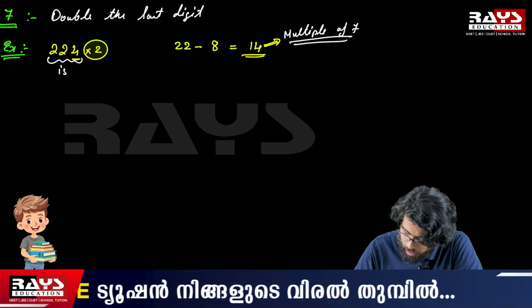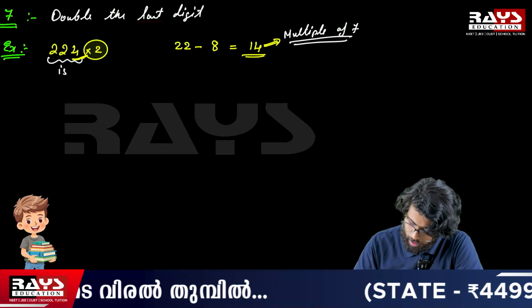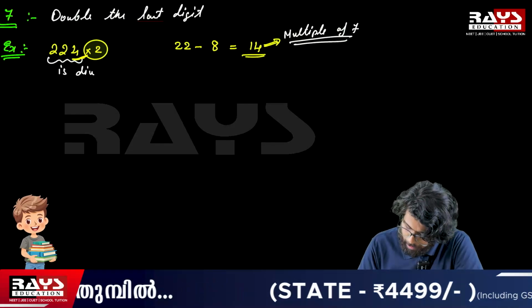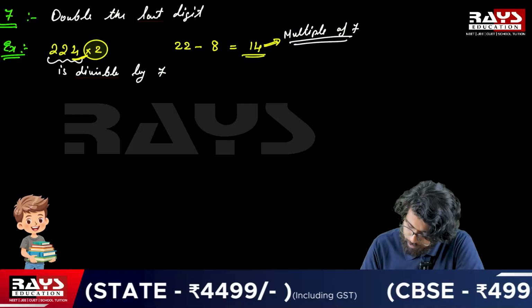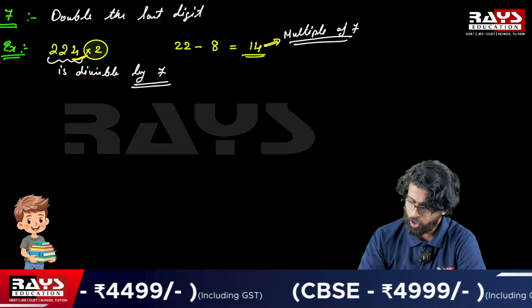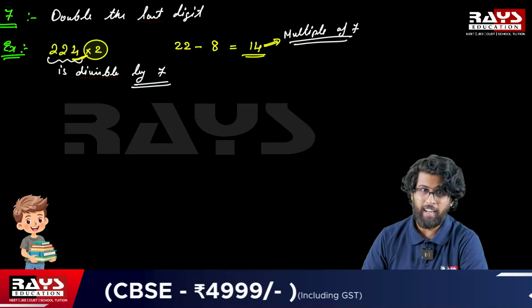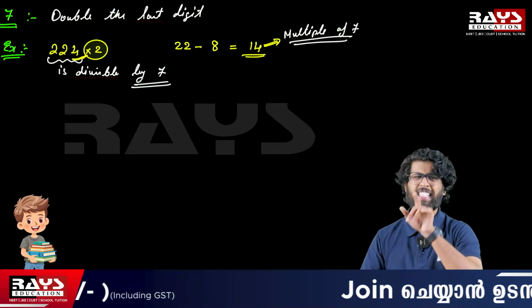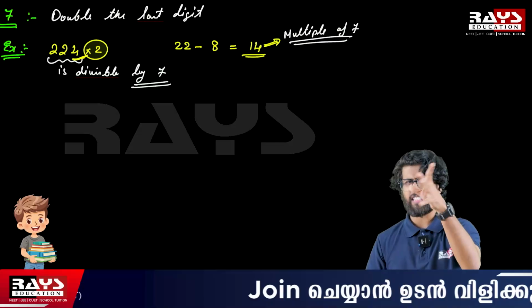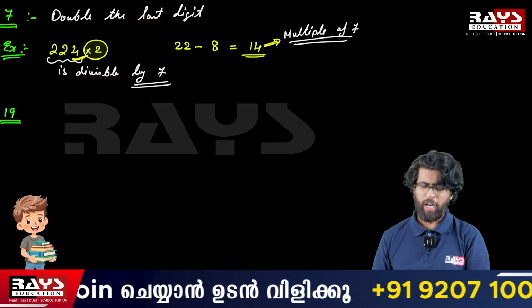Don't get confused with only the 4, we are actually doubling only the last digit, the unit digit, okay. Then 224 is divisible by 7. I hope it is crystal clear. Moving to the next. After 7, let's discuss 19, because 19 is somewhat similar to 7.